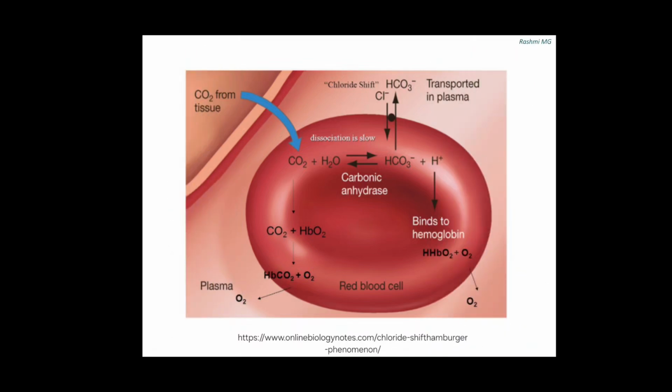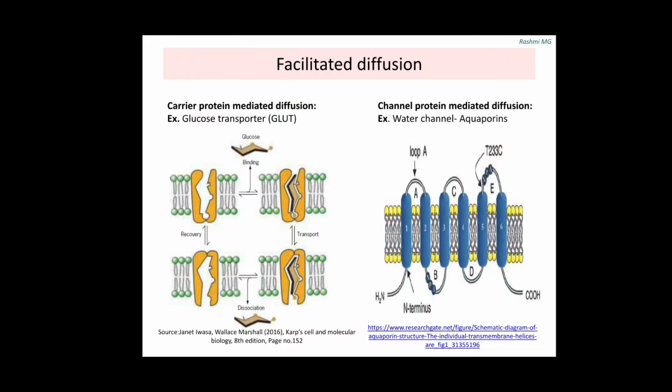The chloride bicarbonate exchanger, also called anion exchange protein, present on the plasma membrane of RBC, mediates the transport of two anions simultaneously. Bicarbonate ion moves in one direction and chloride ion moves in the opposite direction. The exchange is electroneutral because there is no net transfer of charge.